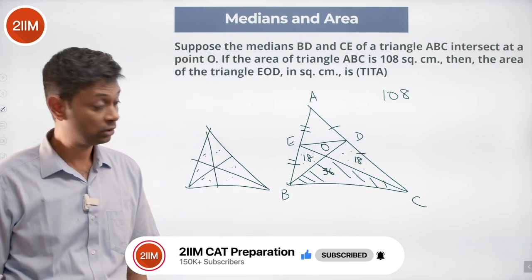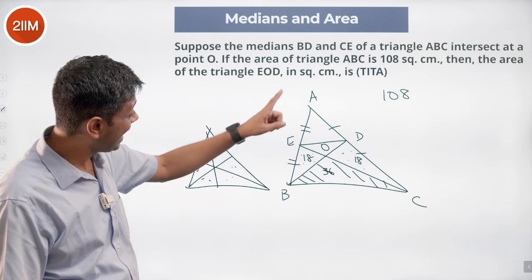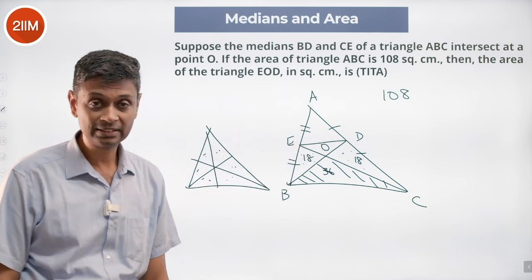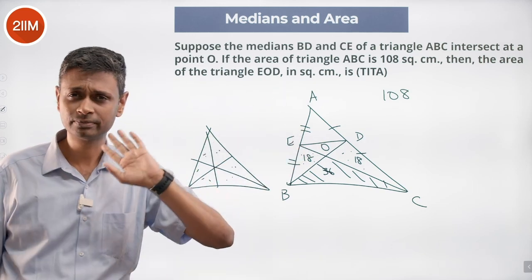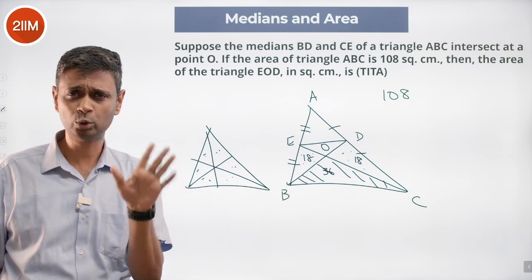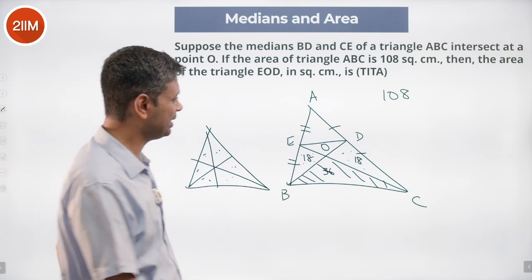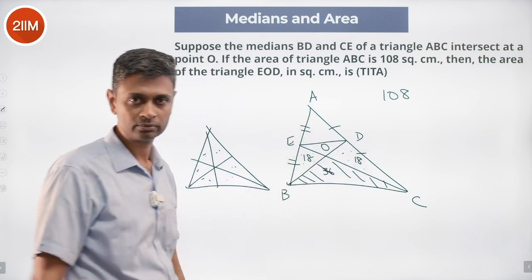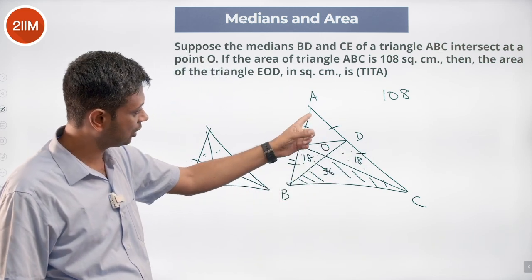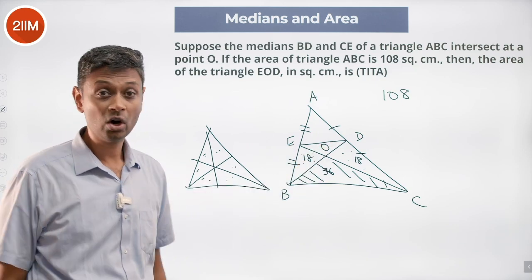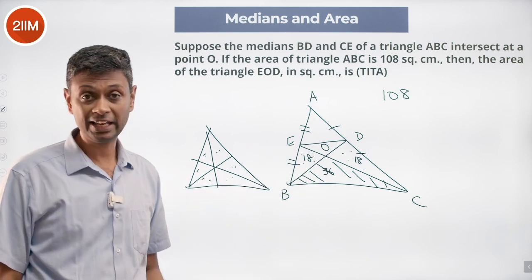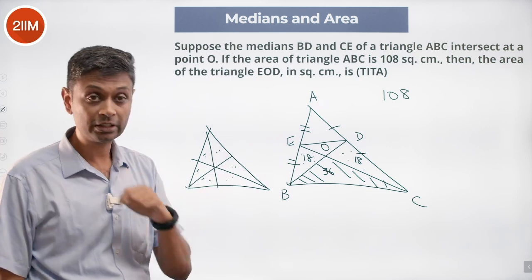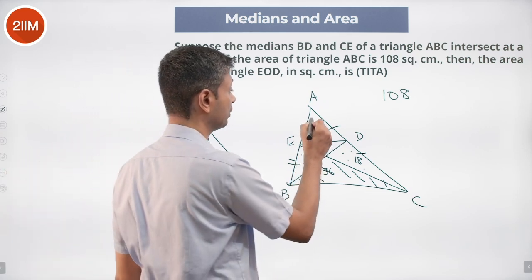Nice, wonderful. So if we can find AED, I can find AEOD. If I can find AED, I'm through. I can find EOD. How do I find AED? AED is just half of ABC. This is half, this is half. This will also be half, midpoint theorem. Our area is 1/4 of the area of triangle ABC. ABC area is 108. 108 by 4, this is 27.